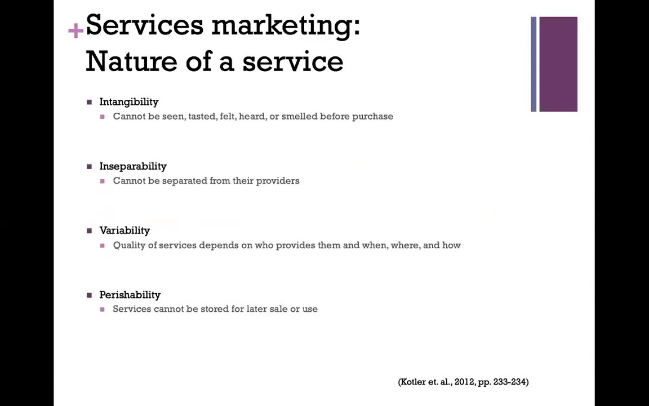All right. So those are the components of the services, guys, and I'd like you to be aware of them in terms of the service component.